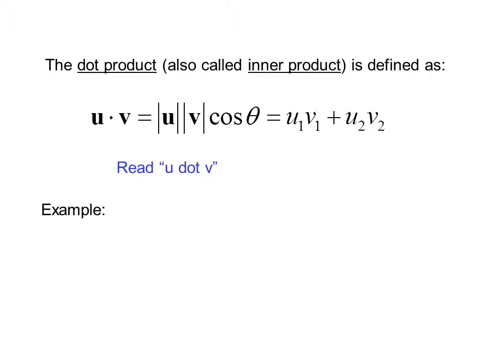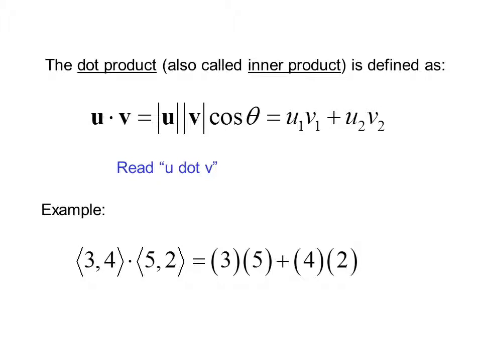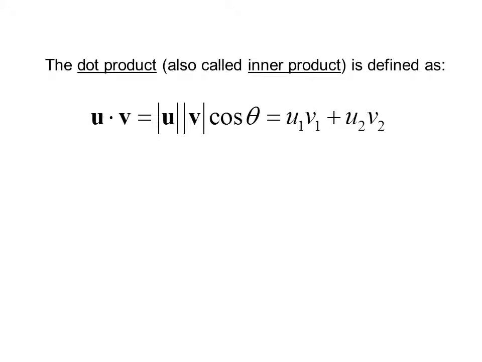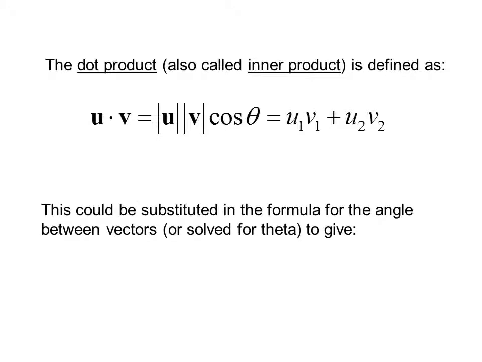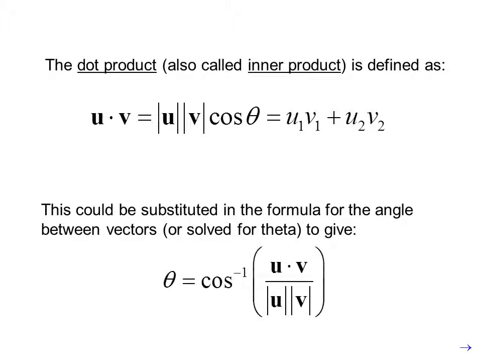For example, vector ⟨3, 4⟩ dot vector ⟨5, 2⟩ is 3 times 5 plus 4 times 2, or 23. Notice that our answer is not a vector. This could be substituted in the formula for the angle between vectors, or solved for theta to give theta equals inverse cosine of u dot v over the magnitude of u times the magnitude of v.